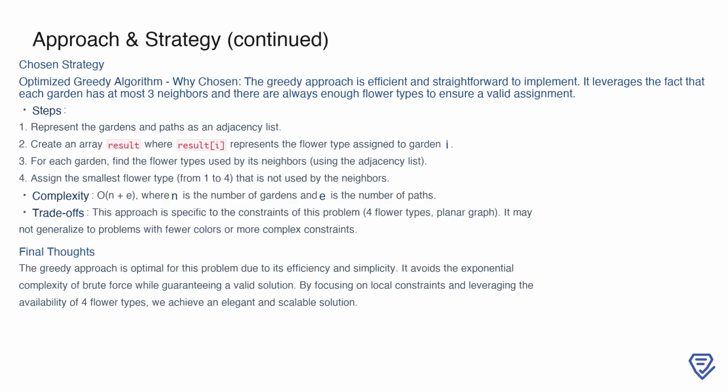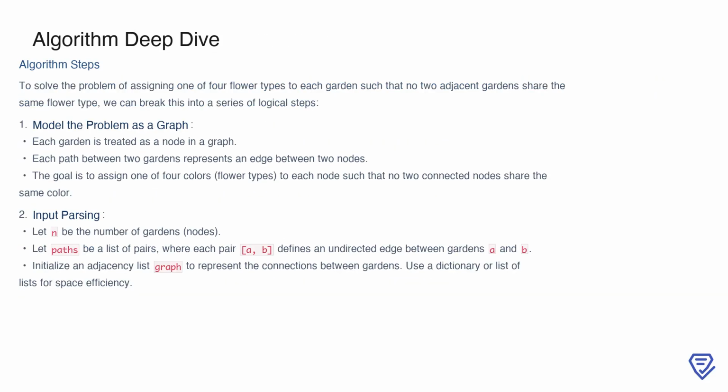To solve the problem of assigning flower types to gardens such that no 2 adjacent gardens share the same flower type, we can think of this as a graph coloring problem. Here, each garden is represented as a node in a graph, and the paths between gardens are the edges connecting these nodes. The task is to assign one of 4 colors, representing the flower types, to each node in a way that no 2 connected nodes have the same color.